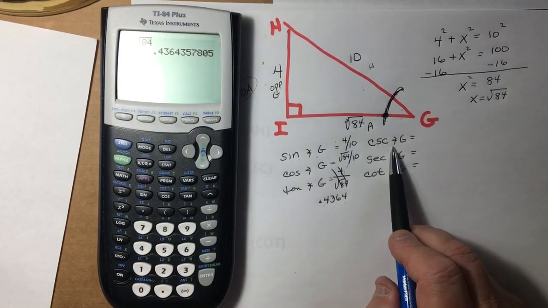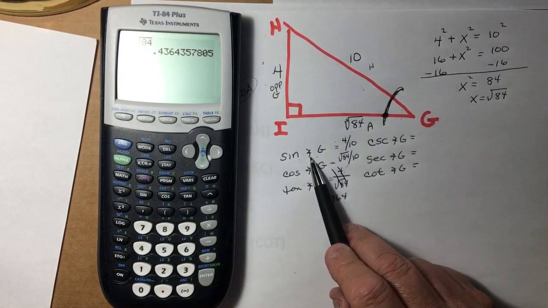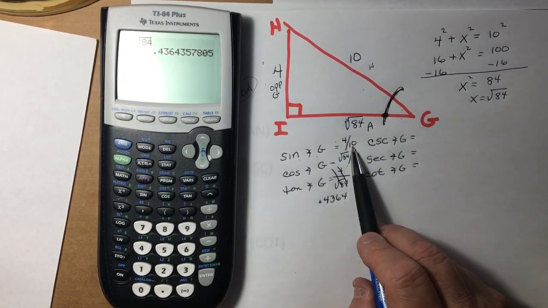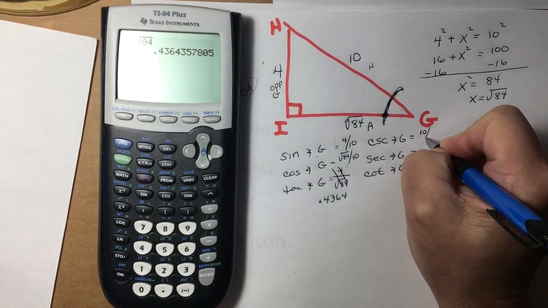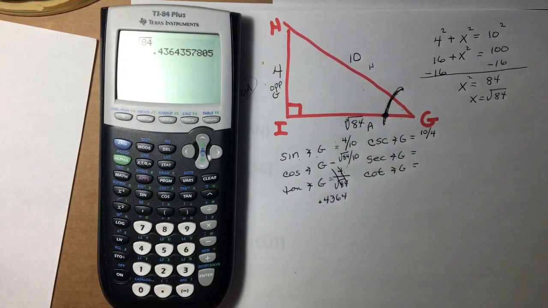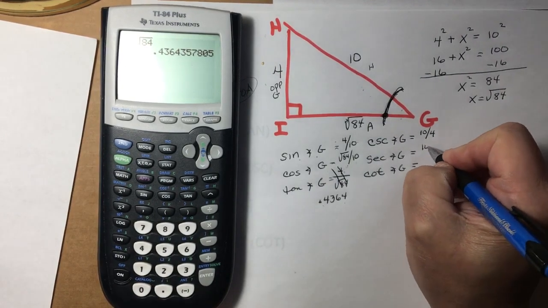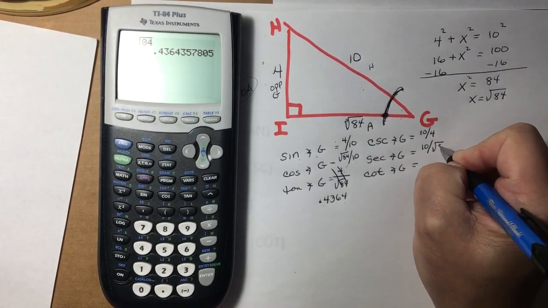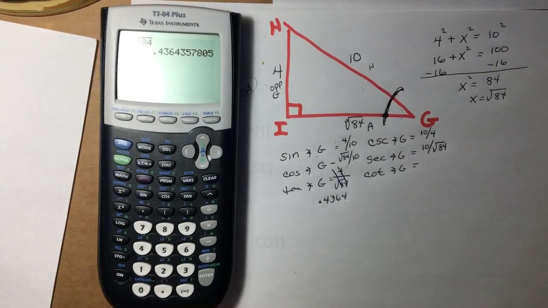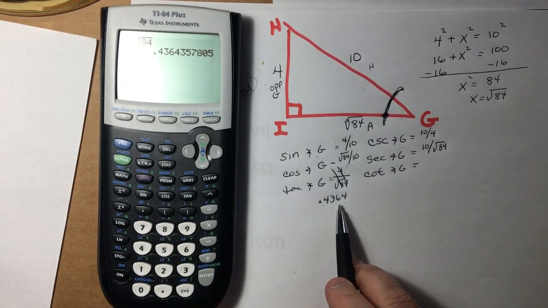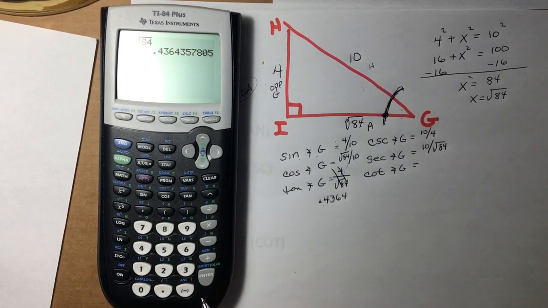Now, let's do the other trig functions. Cosecant is sine upside down. So if sine is 4 over 10, cosecant is 10 over 4. If cosine is square root of 84 over 10, secant is 10 over the square root of 84. And if tangent is 0.4364, well, you want to turn that upside down?